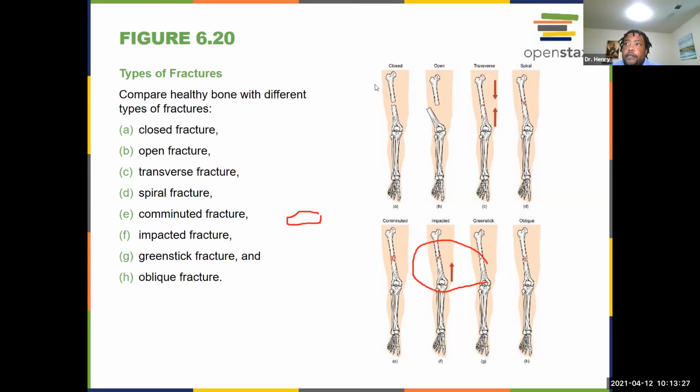So if you look at the very first one, this is called a closed fracture. A closed fracture basically means that you have a breakage, but you don't have displacement of the fractured parts. If you take a look, it's still aligned. Where an open fracture is where you have breakage, but you have displacement of the bone.